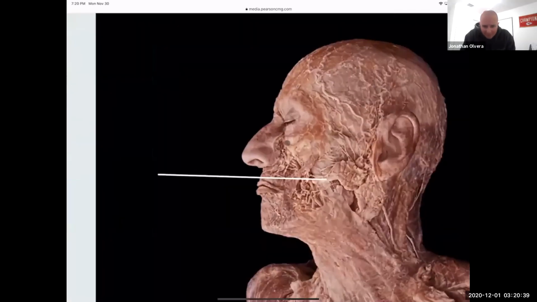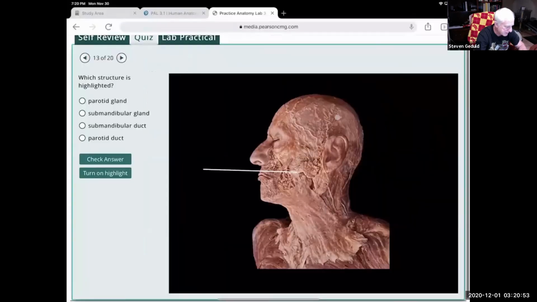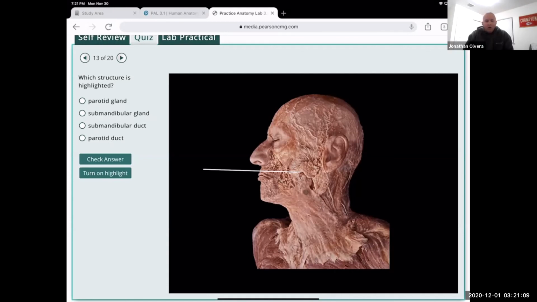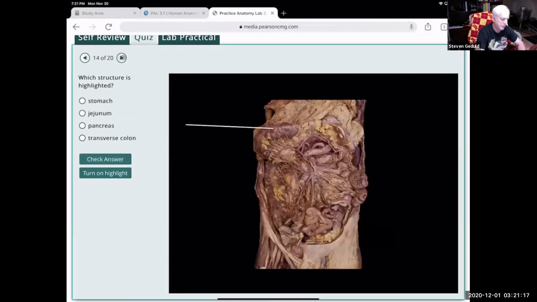13, let's see what it's pointing to. Okay, so what is this structure right here it's pointing to? Parotid duct. Here's your parotid gland. This is glandular tissue right here. You can see the duct that comes right off of it. So let's turn on the highlight. Yeah, there's a little duct that comes right off is what they're pointing to. And that would be the parotid gland, because it's the largest gland, located just superior to the ear. Okay, your earlobe there. The submandibular is inferior to the mandible. That would be down here. The sublingual, submandibular duct would be around it. And the parotid duct would be what it's pointing at. Parotid duct.